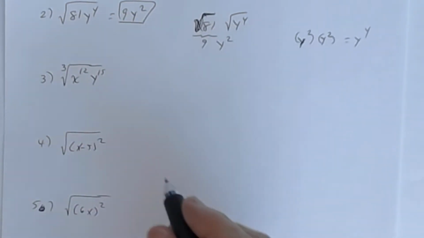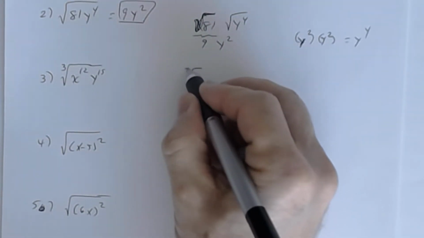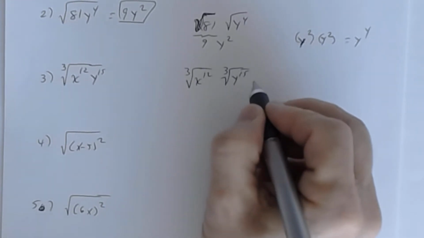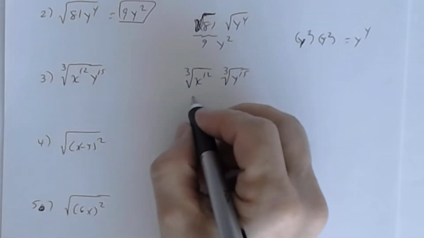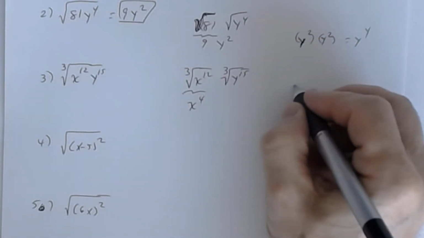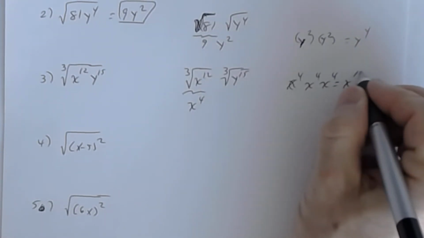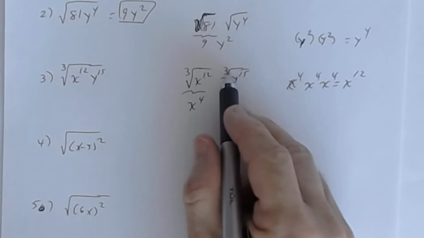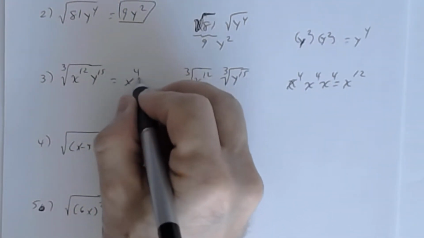And number 3, let's rewrite it the same way we did this one. So I'm going to rewrite this time it's a cube root. So it'll be the cube root of x to the 12th times the cube root of y to the 15th. And so what times itself 3 times is x to the 12th? Well, 12 divided by 3 is 4, so it should be x to the 4th, right? X to the 4th times x to the 4th times x to the 4th is x to the 12th. You can always check it. And the same thing here. The cube root of y to the 15, 15 divided by 3 is 5, so that should be y to the 5th. And so there's your answer. So x to the 4th, y to the 5th.